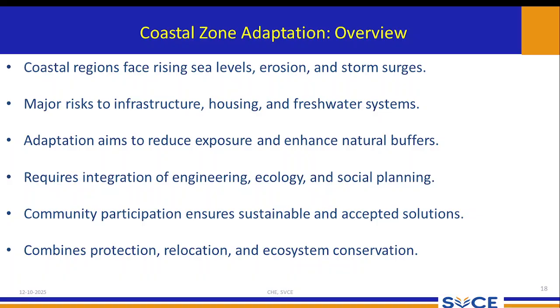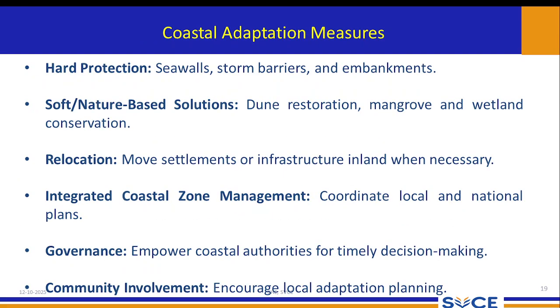Storm surges are a major risk to infrastructure, housing and freshwater systems. Adaptation aims to reduce exposure and enhance natural buffers. It requires integration of engineering, ecology and social planning. Community participation ensures sustainable and accepted solutions, combining protection, relocation and ecosystem conservation. Coming to coastal adaptation measures: hard protection, soft nature-based solutions, relocation, integrated coastal zone management, governance and community involvement. Please go through it.